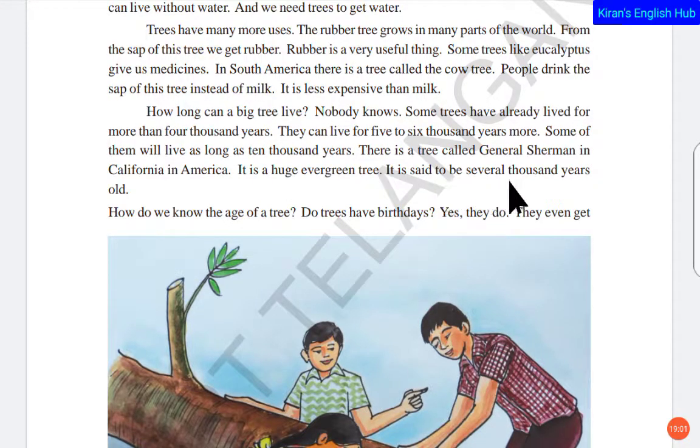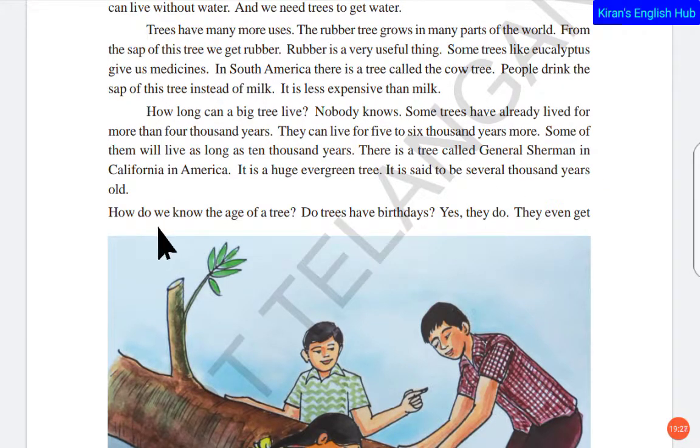It is said to be several thousand years old. There is a tree named General Sherman in California, in the USA. It is a huge evergreen tree, and it is said to be several thousand years old. Even the scientists are unable to find the exact age of the tree. They just estimate that it is thousands of years old.